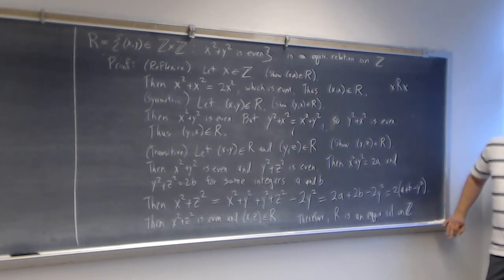So when someone asks you to show that something's an equivalence relation, it's really like three little proofs. You have to show it's reflexive, symmetric, and transitive. Any questions?